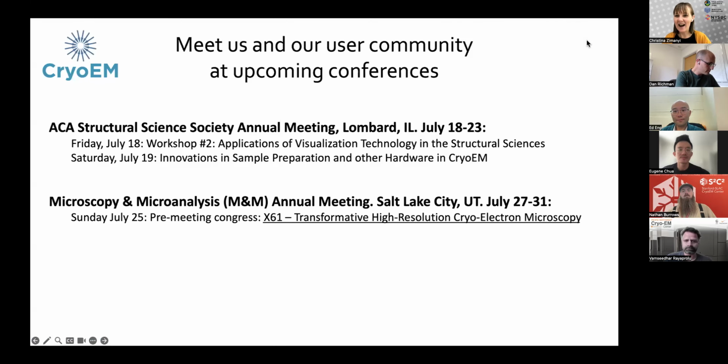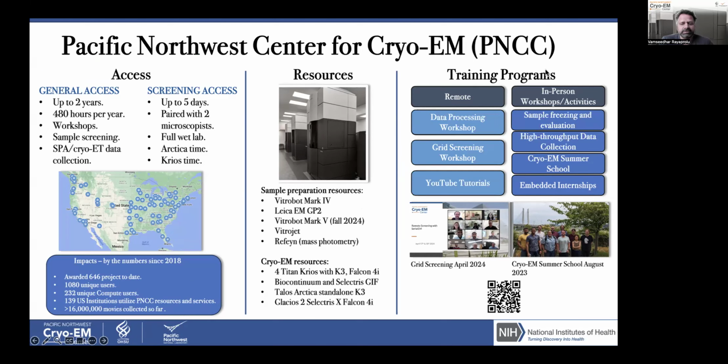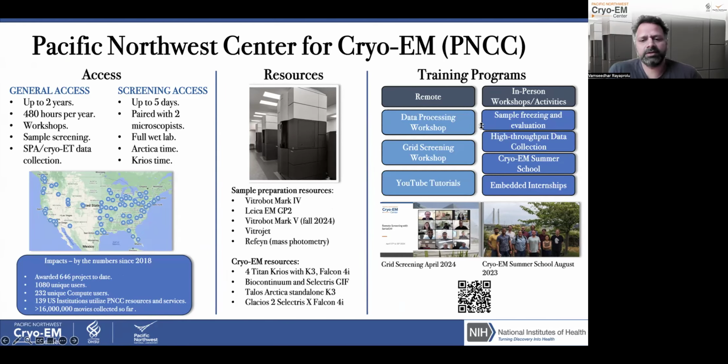Hi all, my name is Vamsi and I'm a microscopist at PNCC in Portland, Oregon. PNCC accepts two types of proposals, screening access and general access. Screening access proposal allows you to come on site for up to 5 days of sample prep and screening with the staff. This proposal is aimed at low resource institutions. So if you don't have a microscope, you don't have a clipping apparatus, you could come here and do your screening for the first 5 days. General access proposal awards up to 480 hours of microscope time a year for 2 years, so a total of 960 hours. This time can be used for screening or data collection.